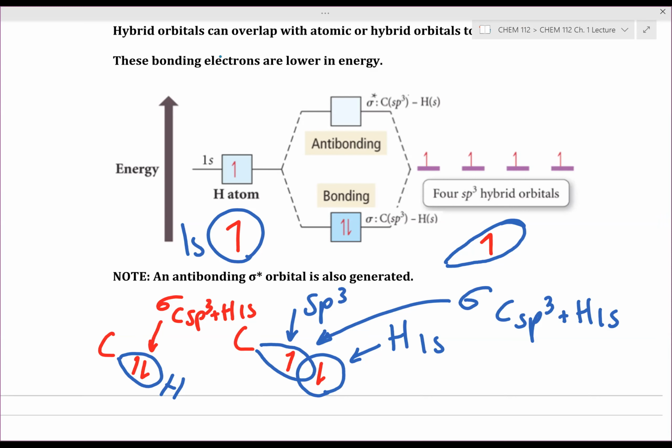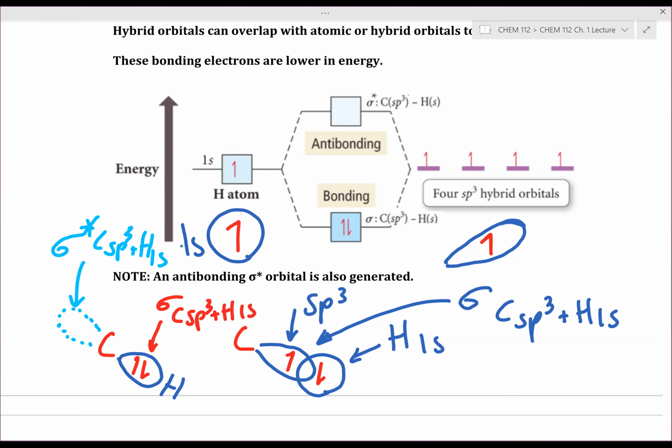It's really critical to know that this antibonding orbital is on the exact opposite side of our bond. So if we were to draw our antibonding orbital, it would look something like this, and we call this the sigma star, carbon sp3 plus hydrogen 1s. If there's anything that you take away from this picture, it's this idea that the sigma antibonding orbital is behind your sigma bond, on the exact opposite side.